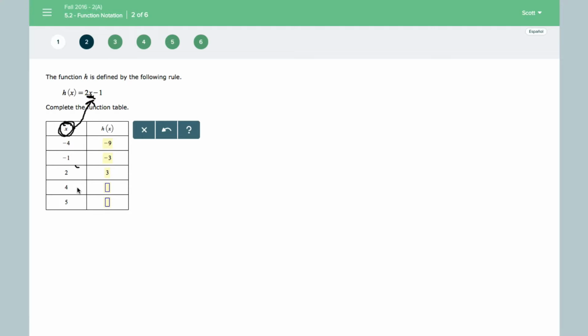And here we have a 4. 2 times 4, okay, 2 times x. X is 4. So 2 times 4 is 8. 8 minus 1 is 7. And 2 times 5 is 10. 10 minus 1 is 9.